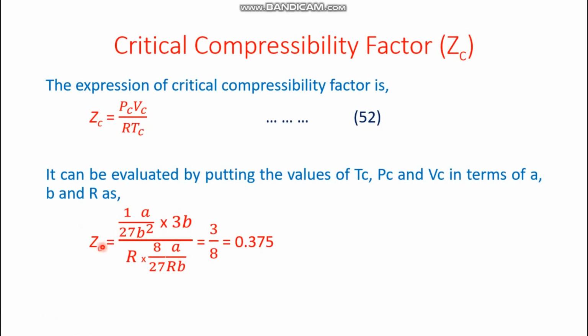as it is like that. Zc equals Pc, a by 27b squared, Vc, thrice b, R Tc, Tc means 8a by 27Rb, and its value is 3 by 8, that is in fraction it is 0.375. Since it is PV by RT, PV has the dimension of energy, RTc also has the dimension of energy, so energy over energy cancel each other, and Zc has no dimension.